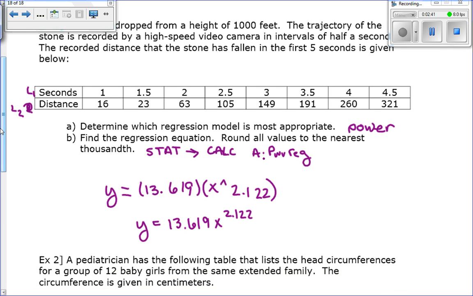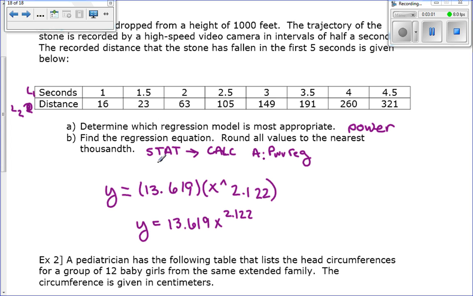When we actually look at the scatter plot on the calculator, it looks like it could either be a power or an exponential. But the reason that this is power is because time can be 0 and distance can be 0. So we can be at the point 0, 0.